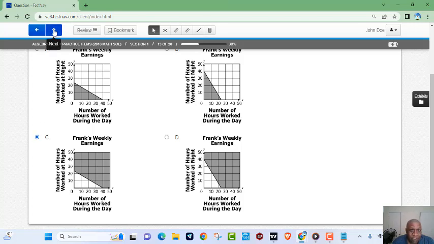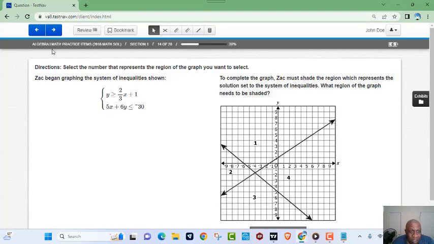All right, let's look at the next question. Directions: select the number that represents the region you want to select. Zach began graphing the system of inequalities shown. Y is greater than or equal to 2/3 x plus 1, and 5x plus 6y is less than or equal to negative 30. To complete the graph, Zach must shade the region which represents the solution set to the system of inequalities. What region of the graph needs to be shaded?